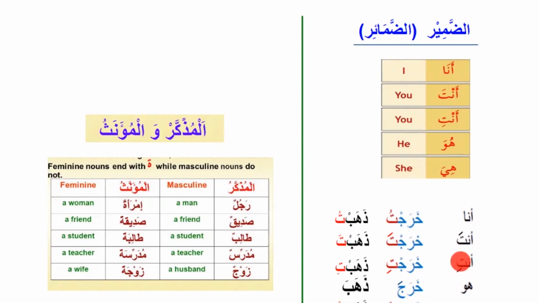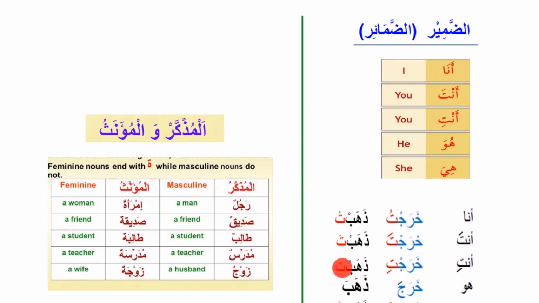Anti means you, but female. This one is talking about a female. So anta, anti, you, feminine. If you want to say you went, you are speaking to a female. You see, zahabti, you went.